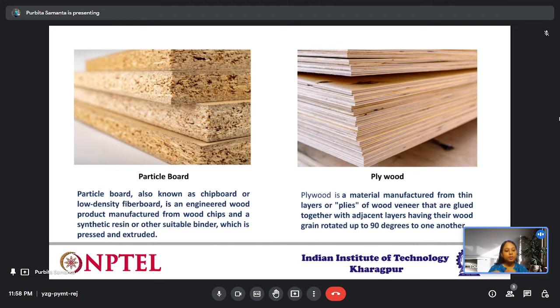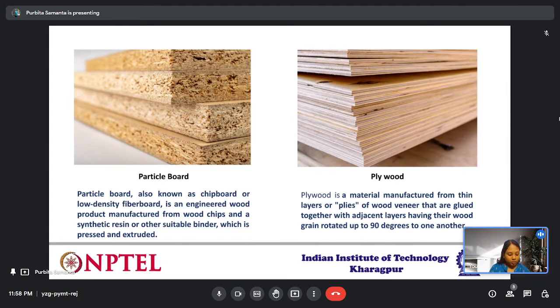and then the wood chips are bound together with the help of a synthetic resin or any other kind of binder, and then the wood chips along with the binder are pressed and extruded, which gives the formation of this particle board. And if we look into plywood, it's made from thin layers of wood or piles of wood which are glued together, and then these plywood planks are prepared or manufactured.